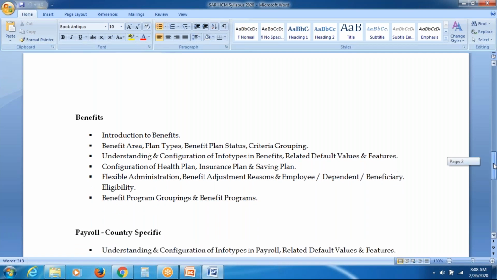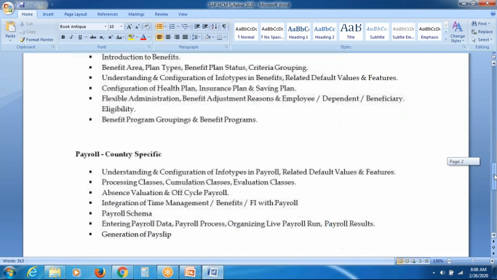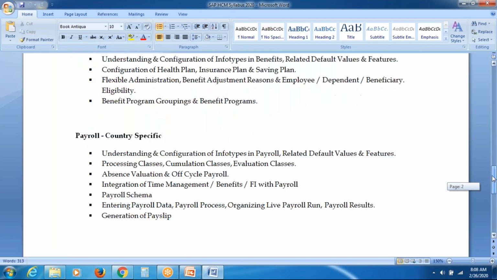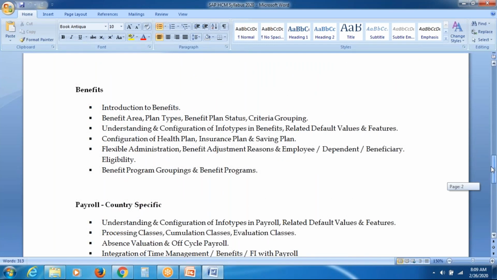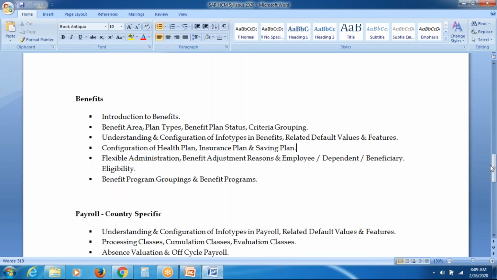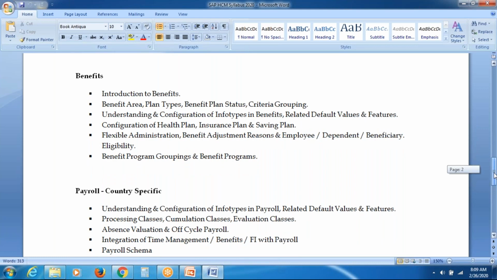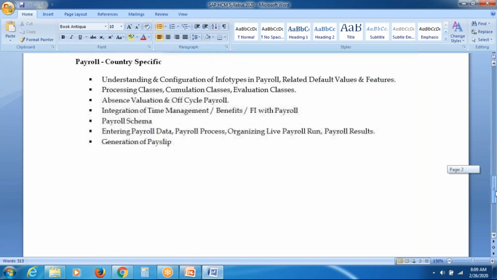So this is going to be covered as a part of the SAP HR syllabus in this course. The end-to-end configuration of the benefits will be discussed, right from configuration of the benefit plans till how the benefits data will flow into payroll. So this end-to-end process will be discussed and configured as a part of the course.